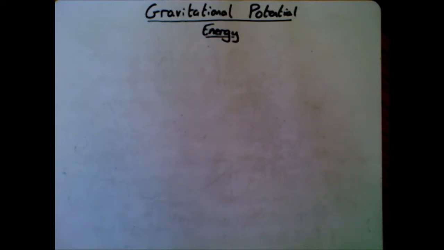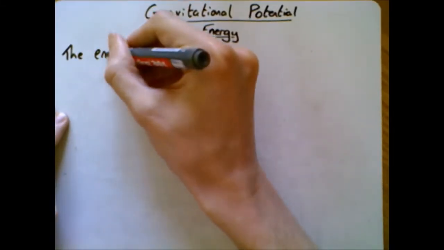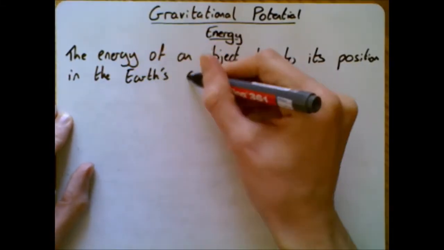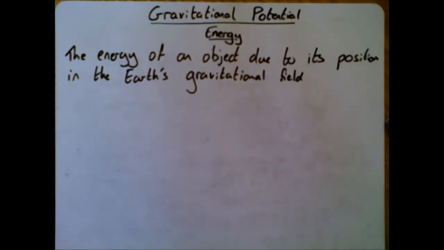So what we're looking at this time is the concept of gravitational potential energy. Now you will have come across this term before, back when you talked about different energy stores. So you probably know that gravitational potential energy is just the energy that an object has got, basically because of how high up it is. Now the official definition for gravitational potential energy is the energy an object has due to its position in the Earth's gravitational field. So I'll just write that down. Okay, so there's our definition for gravitational potential energy.